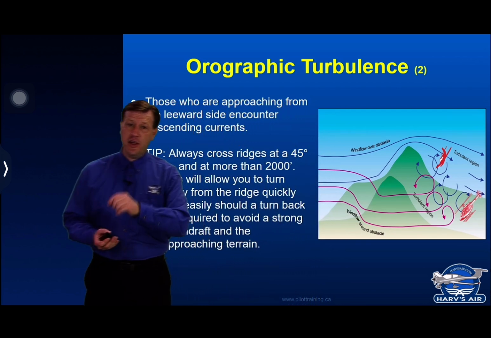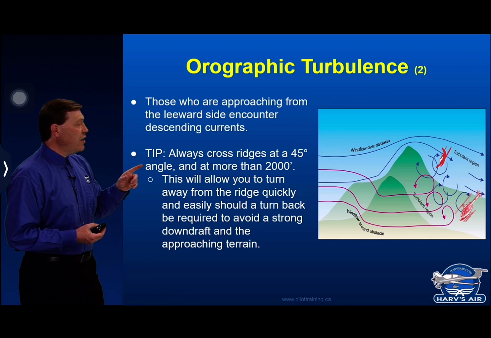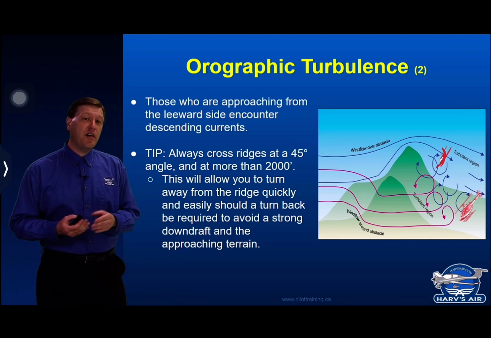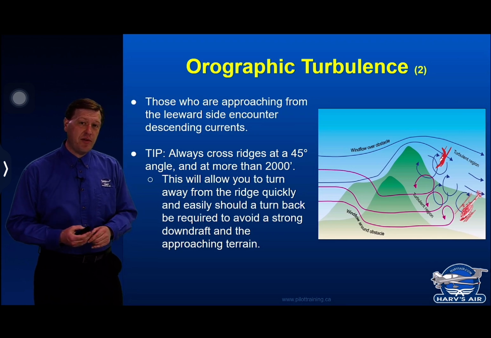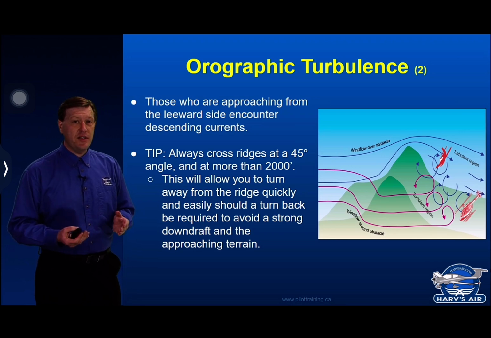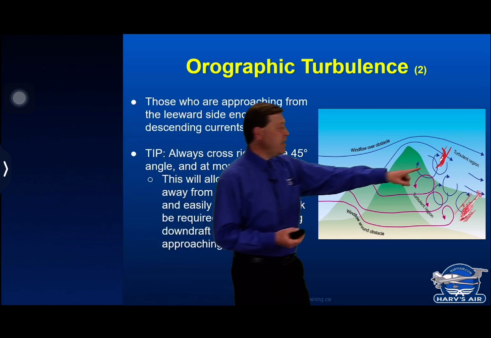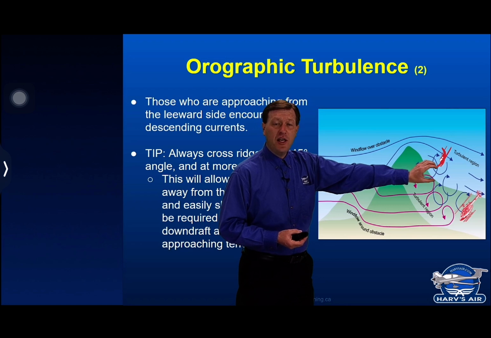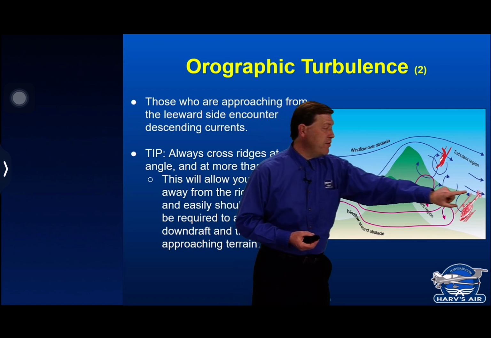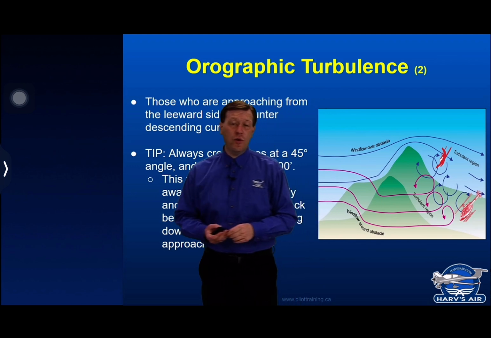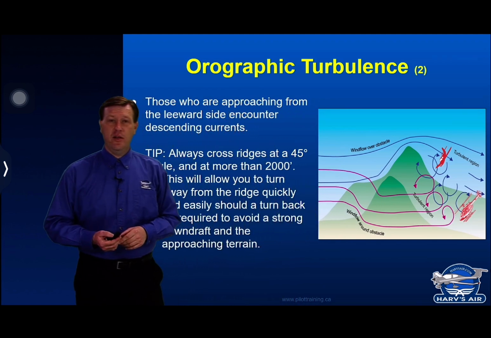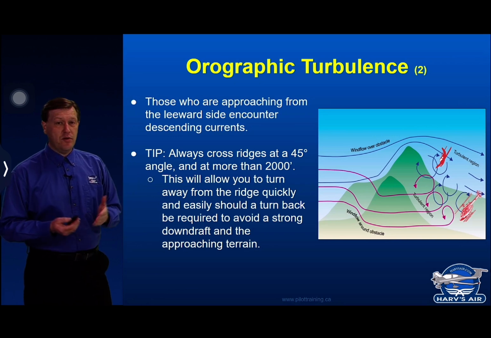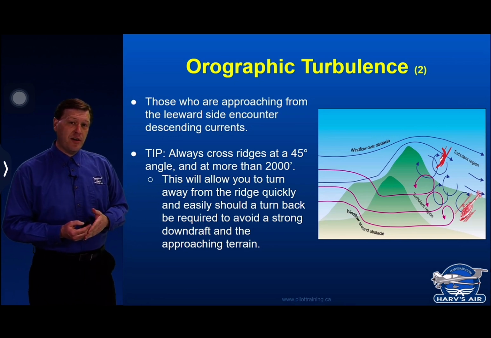So there's a little trick here. Always cross ridges at a 45-degree angle and give yourself at least 2,000 feet above that ridge. The reason for this is if I am this airplane flying towards the ridge and I notice that I'm caught in a downdraft, it's much easier to turn away from that ridge and head back towards the lowering terrain. So it's a safety valve. 45 degrees, 2,000 feet. Good rule of thumb for mountain flying and crossing ridges.